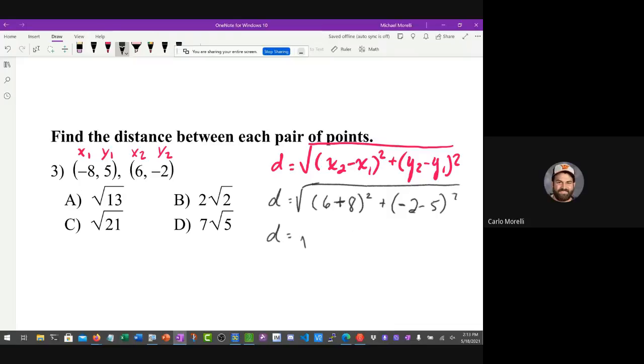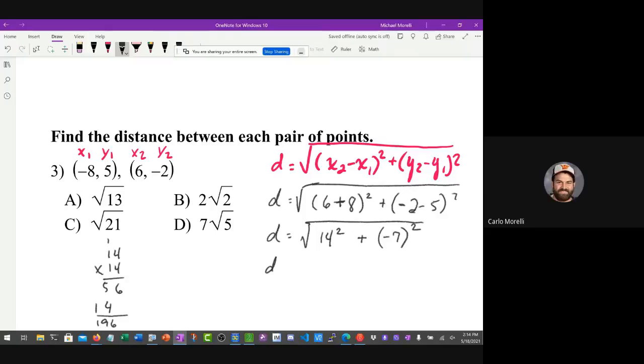Keep simplifying. So this is 14 squared. And then negative 2 minus 5 is negative 7. So we say plus negative 7 squared. That's got to be in parentheses, all underneath the root symbol. So I have no idea what 14 squared is. I can do it. 14 times 14. So 4 times 4 is 16, and this is 56, and then 4 and 1, so 196.